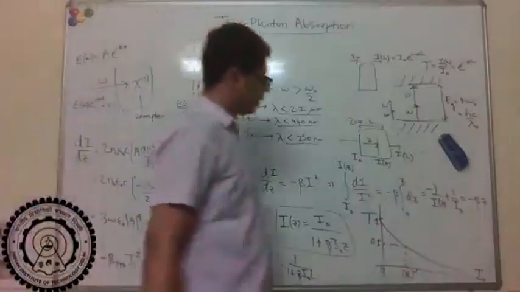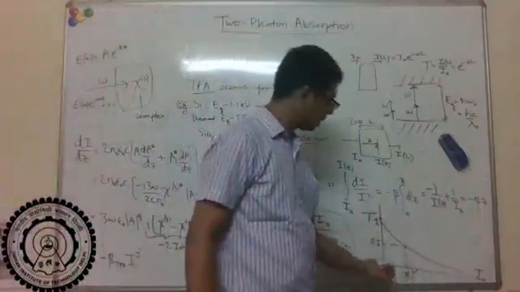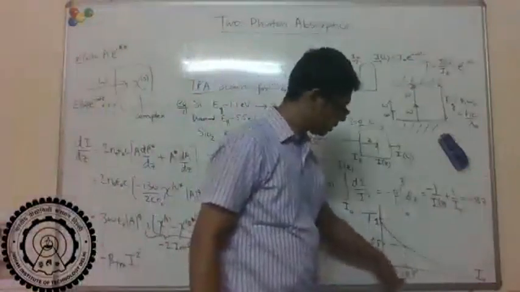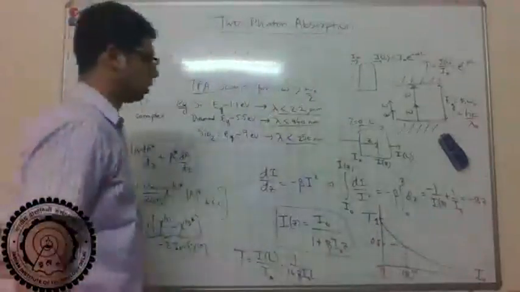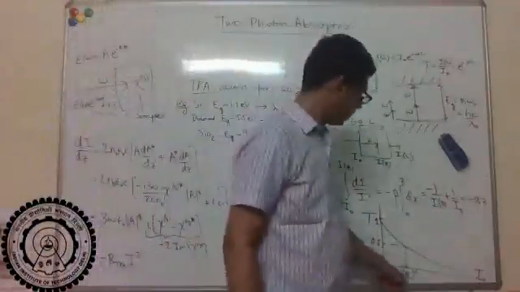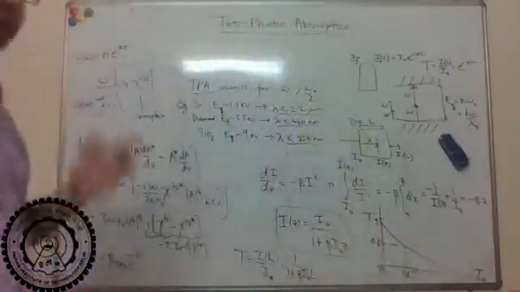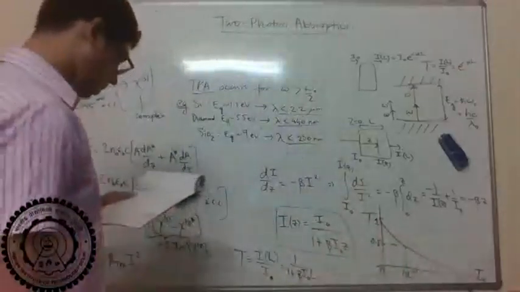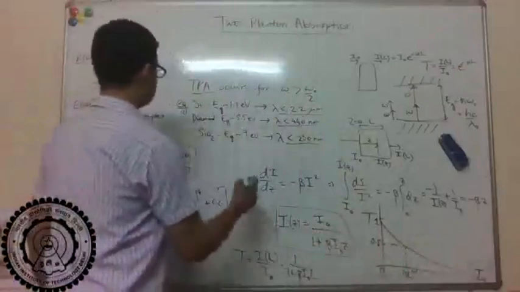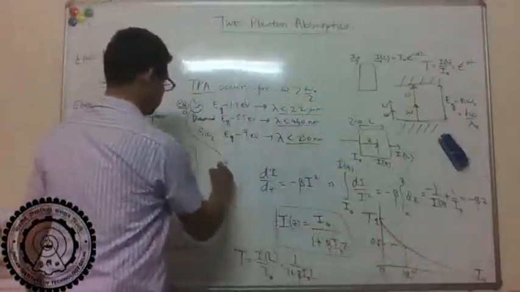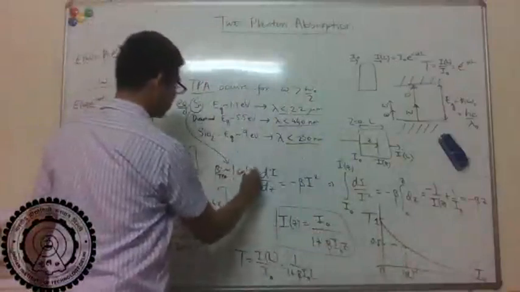Right, so it's basically saying that if you want to limit your losses, so if I want a high transmission through my material, then my intensity has to be lower than this 1 over beta. Right, I want to be here. So if your beta is lower, you can have higher intensities transmitting through the material without loss, right? So this beta, for example, for silicon, is about 1 centimeter per gigawatt.